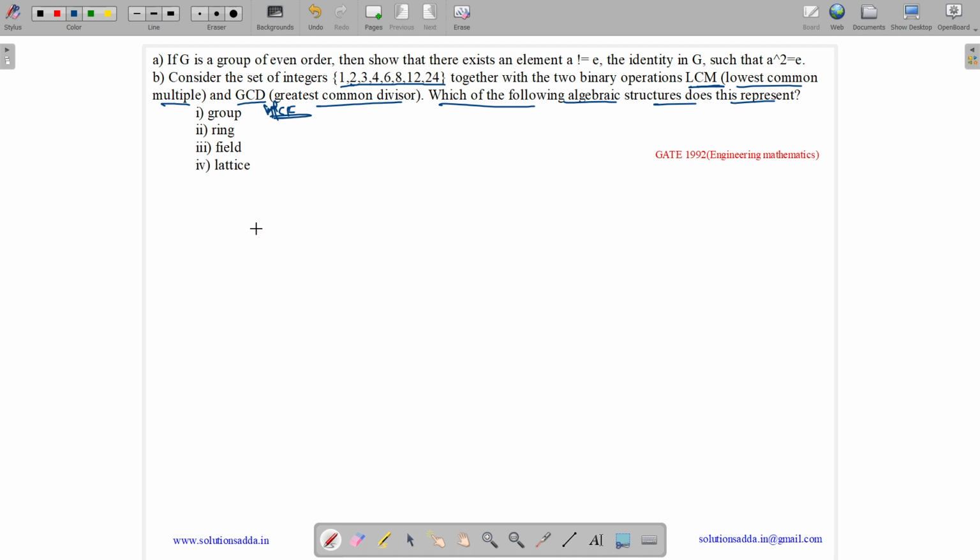Okay. Now let me first tell you what all these things are. So what is a group? A group means it should satisfy closure property, associativity property, existence of identity, and existence of inverse.